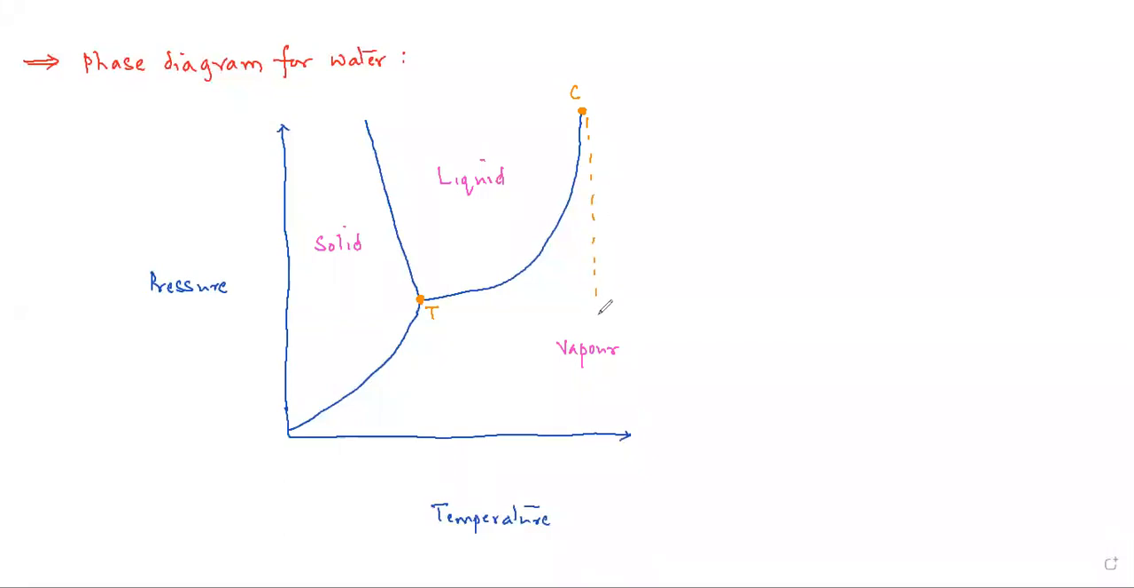Coming to the critical point of water, it is 374 degrees centigrade, nothing but Tc, critical temperature. Now the pressure corresponding to this is critical pressure, and of course the critical pressure is 218 atmospheres.